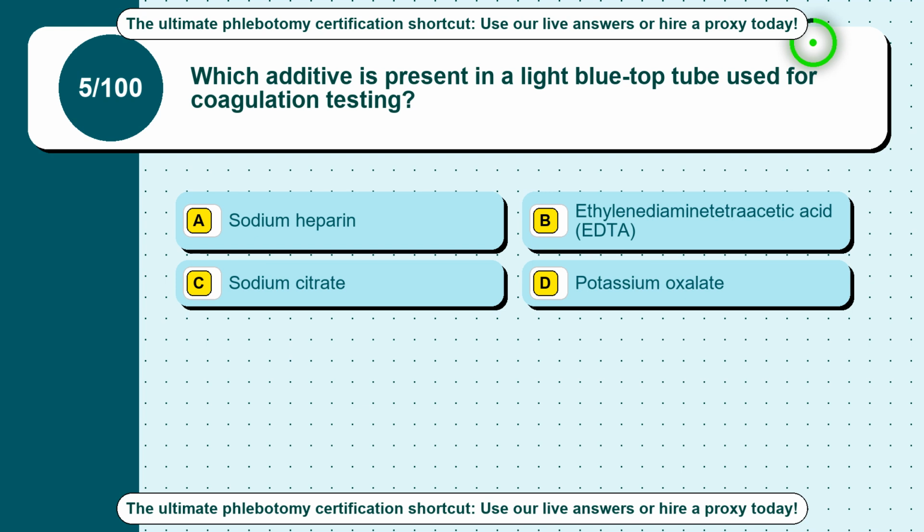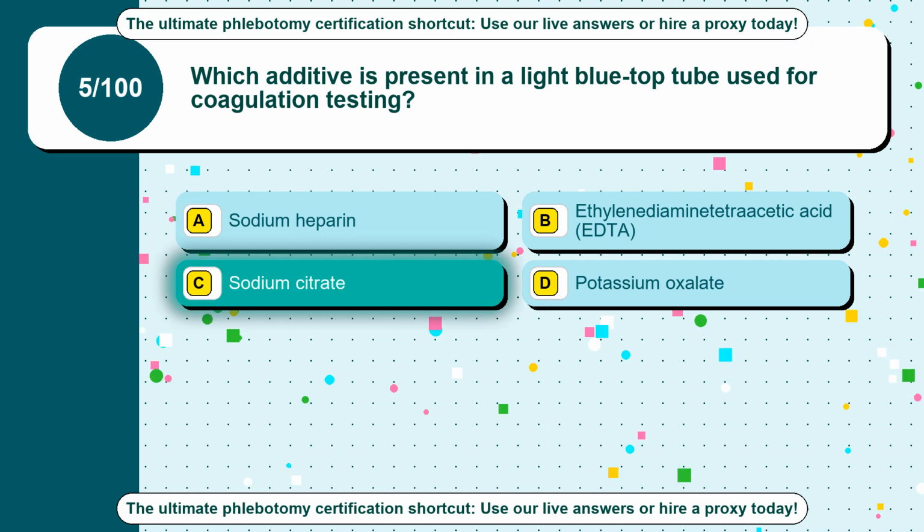Question 5. Which additive is present in a light blue top tube used for coagulation testing? Option A, sodium heparin. Option B, ethylenediamine tetraacetic acid, EDTA. Option C, sodium citrate. Option D, potassium oxalate. The correct answer is option C, sodium citrate.